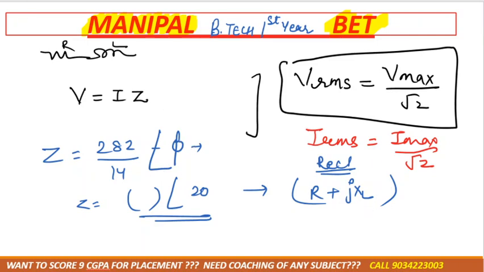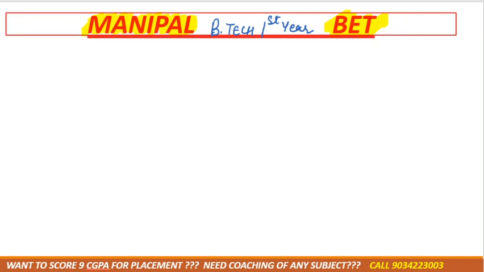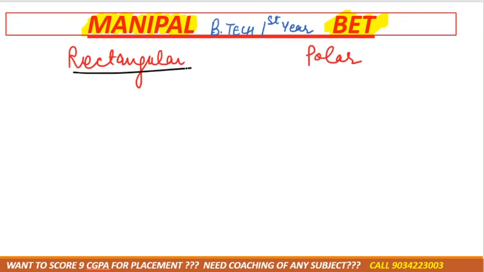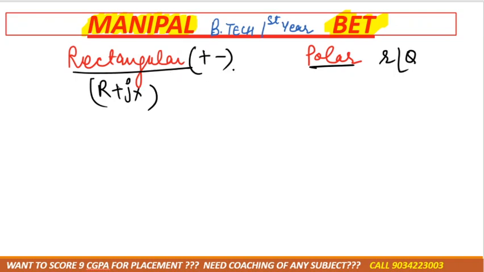Now see, we'll have two forms. One is the rectangular form and another is the polar form. The rectangular form is denoted by r plus jx. The polar form is denoted by r angle theta. Got it? In the rectangular form, we can do addition and subtraction. In the polar form, we can do multiplication and division.